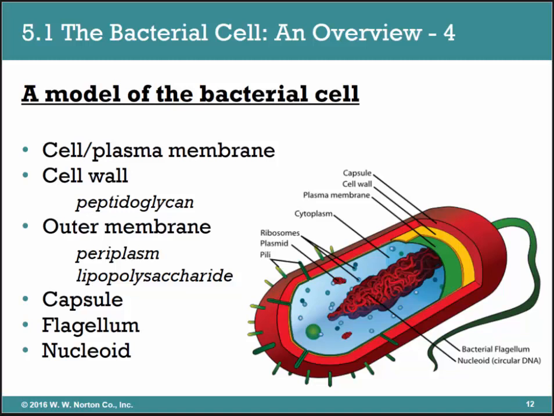It also maintains concentration gradients of ions and nutrients. Then you have the cell wall. The cell wall is made up of peptidoglycan, which consists of sugar chains linked covalently by peptide bonds. Remember that peptides are amino acids, and covalently means sharing electrons to form a bond. The cell wall is superficial to the cell membrane. In lab, you perform a gram stain that differentiates bacteria based on the thickness of their peptidoglycan wall.